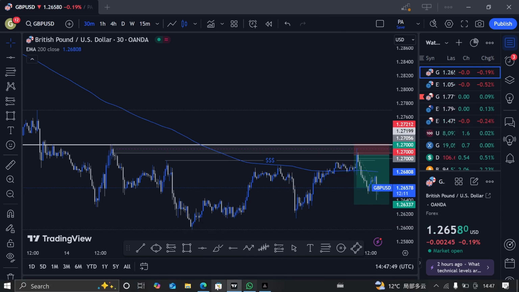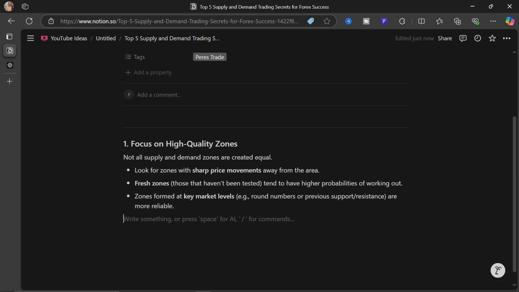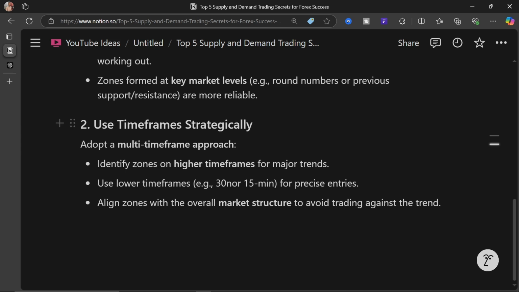Now this is rule number one when it comes to trading supply and demand. Simply focus on only high quality zones, and I've given you every single thing you need to look out for in a high quality zone. Now, down to rule number two, use time frames strategically. Now, what do I mean by you should be using time frames strategically?